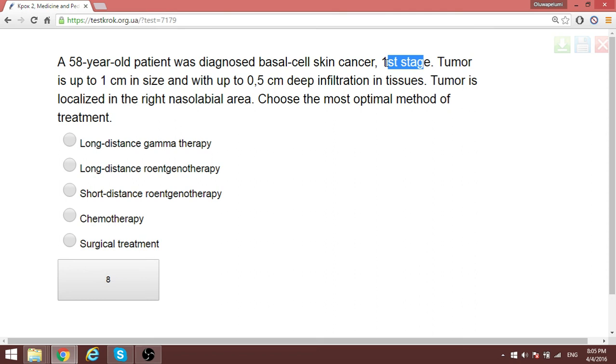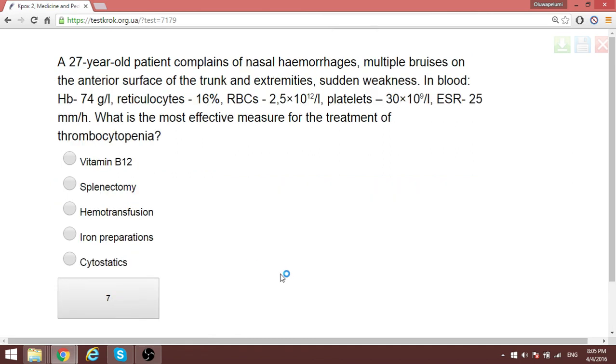The first thing is we can use some radiation therapy, but because of the size of the tumor and its location, we make it a short distance, that is to focus directly on the tumor. So we are having short distance roentgenotherapy. Initially when I saw this question, I thought it was going to be surgical excision, but no, it's short distance roentgenotherapy.